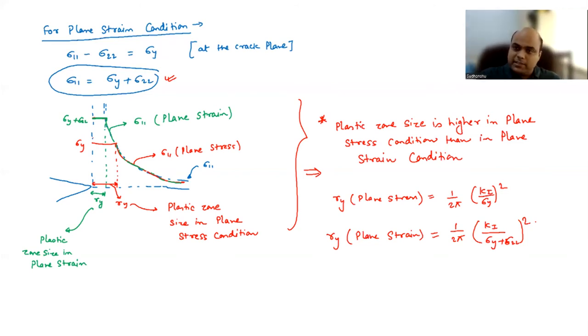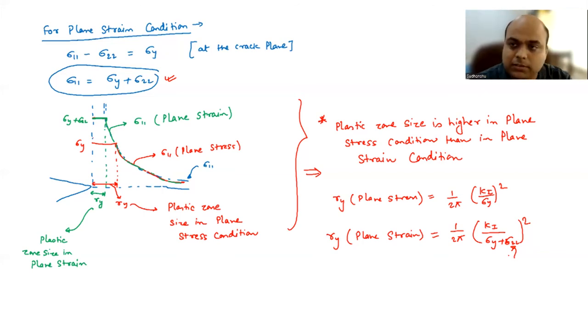So for plane stress condition, you can find out what is Ry, right? Now for plane strain condition, you need to know what is sigma 22 here, right, to figure out what is Ry. And we are going to calculate that. We are going to assume something and then we'll come to a relationship between Ry and sigma y and K1 for plane strain condition also.